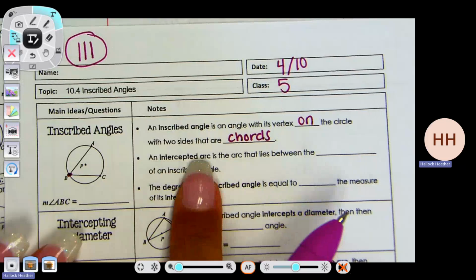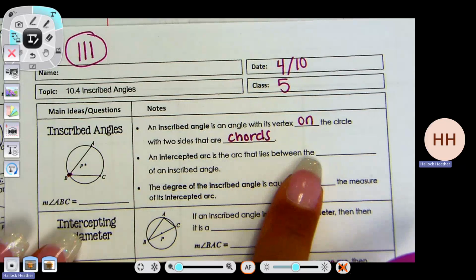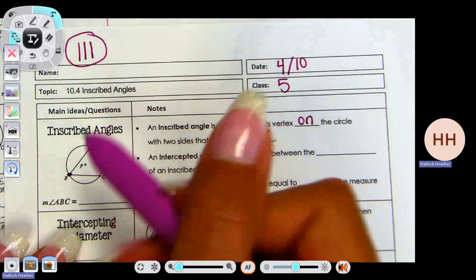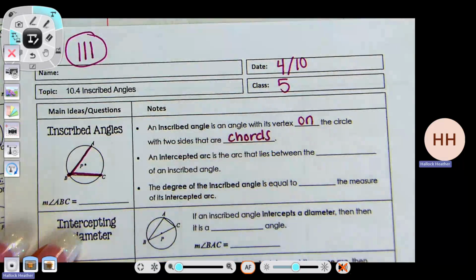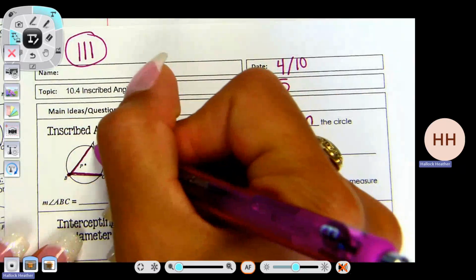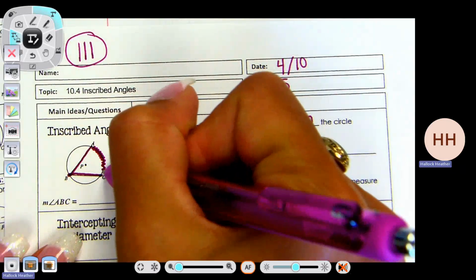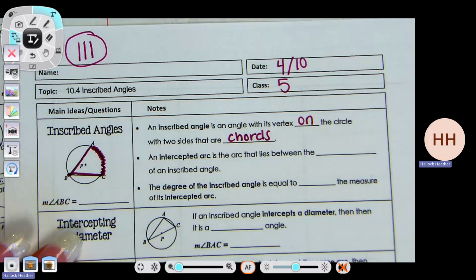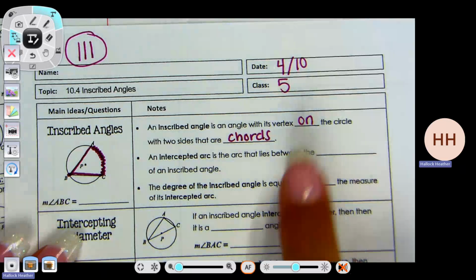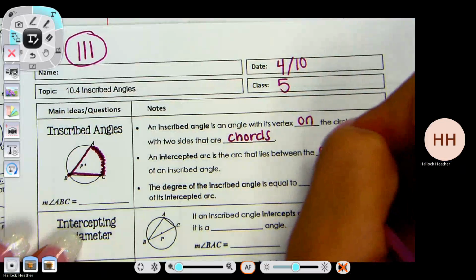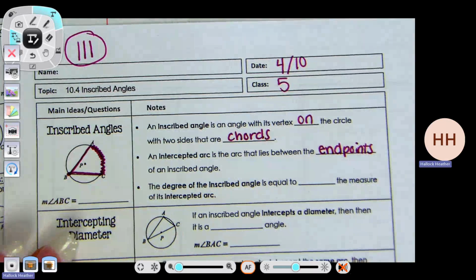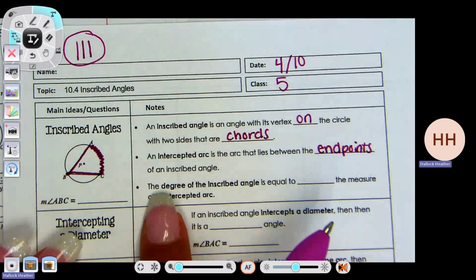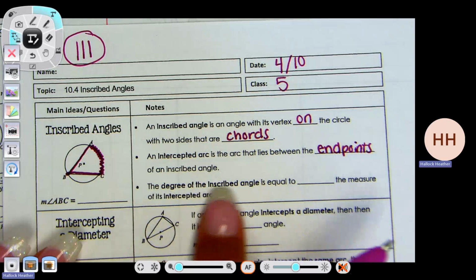So an intercepted arc is technically the arc that lays between, or what the angle is actually making. So if I'm A, B, C, and that's like an alligator's mouth, like Pac-Man's mouth, waka, waka, waka, the arc is this portion that it's actually opening up to. So that's called the intercepted arc. It lies between the endpoints of the actual angle.